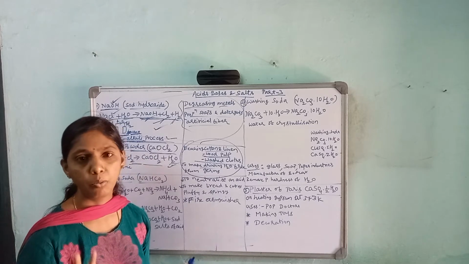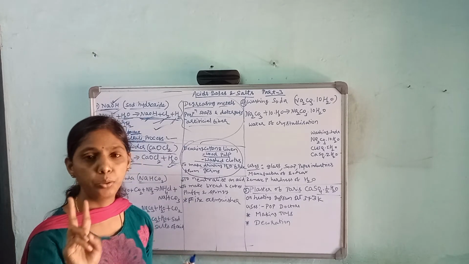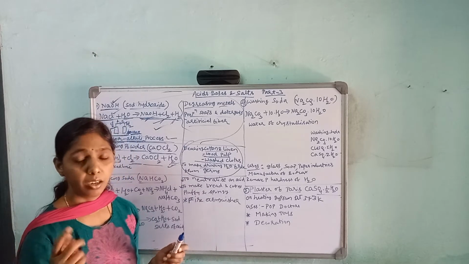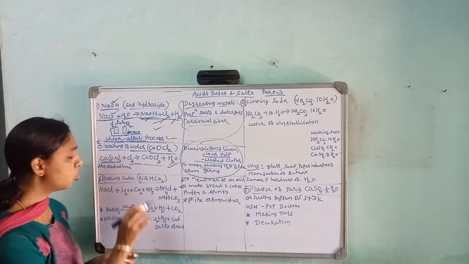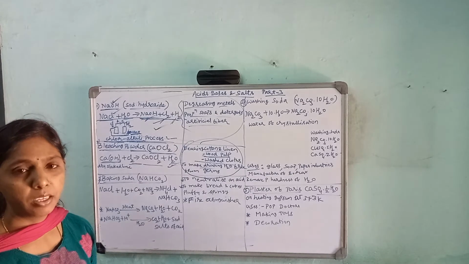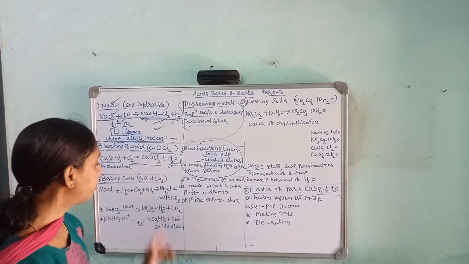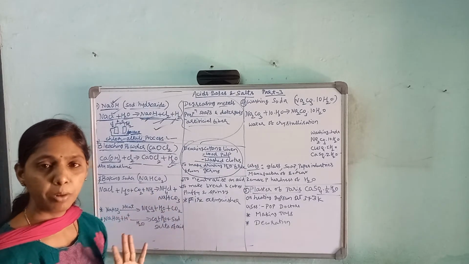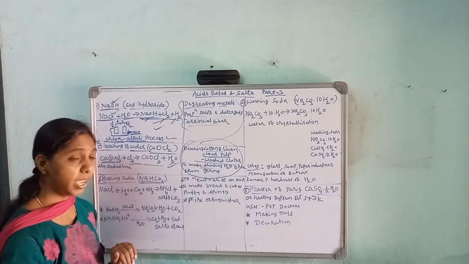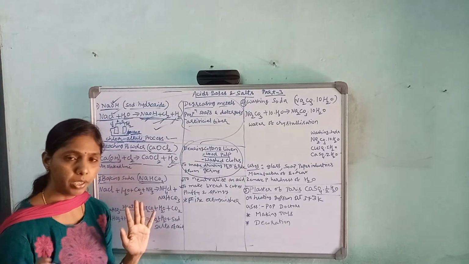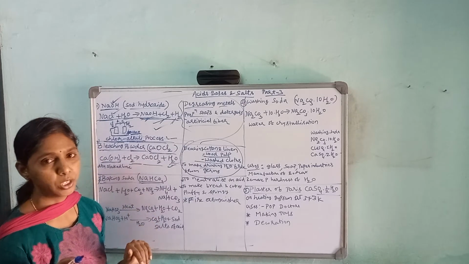Till now you have learned two types of salts and their uses. Let us pass on to the third one, that is called baking soda. The preparation of baking soda you have to learn here. The formula of baking soda is NaHCO3. You have to remember NaHCO3. Baking soda is different from washing soda.